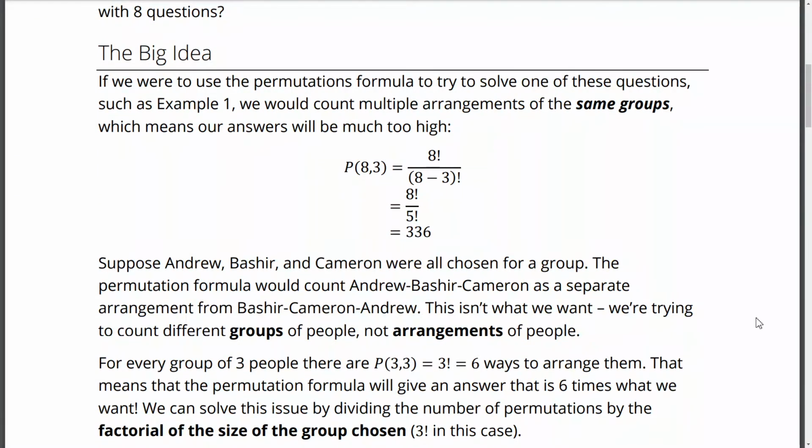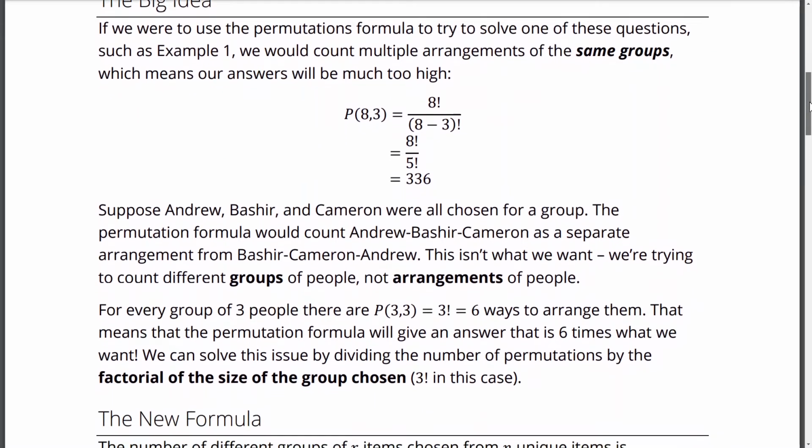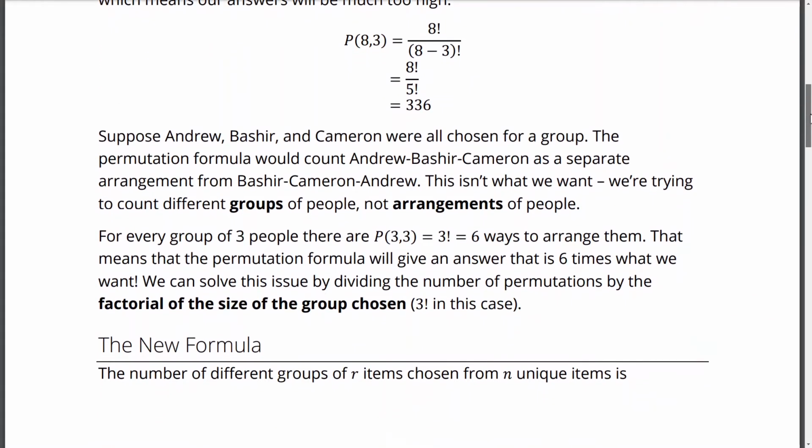So here's how we adjust things. For every group of 3 people, we know that there are 6 ways to arrange those 3 people. That's 3 factorial, or P(3,3). That means that the permutation formula is going to give an answer that is 6 times as big as the one that we want. So we can fix that because we can predict it. We can just divide the permutation formula by the factorial of the group size, by 3 factorial here. If we'd been choosing 4 people, we would have needed to divide by 4 factorial because there'd be 24 ways to rearrange them. So we're going to end up with a new formula.